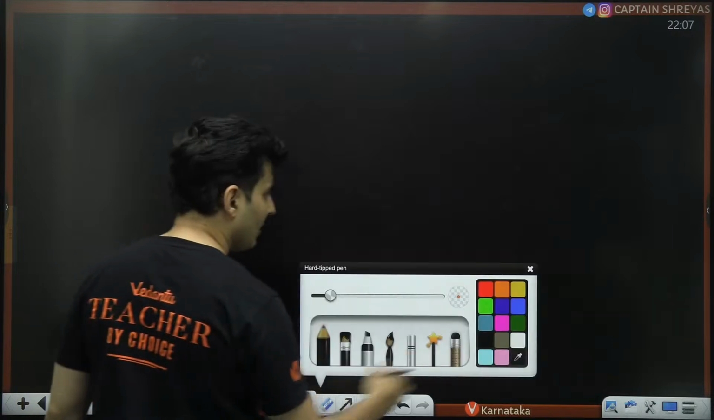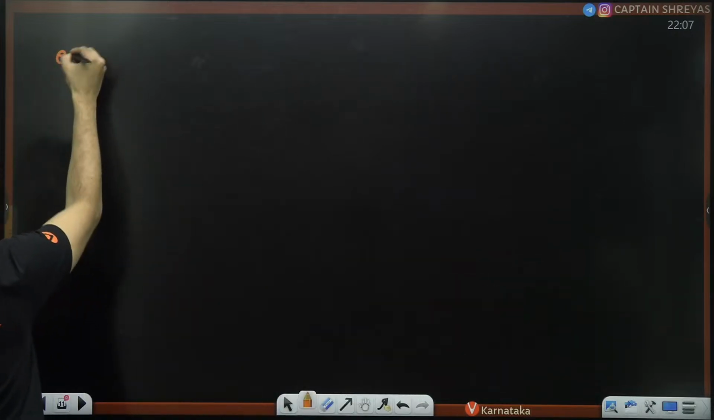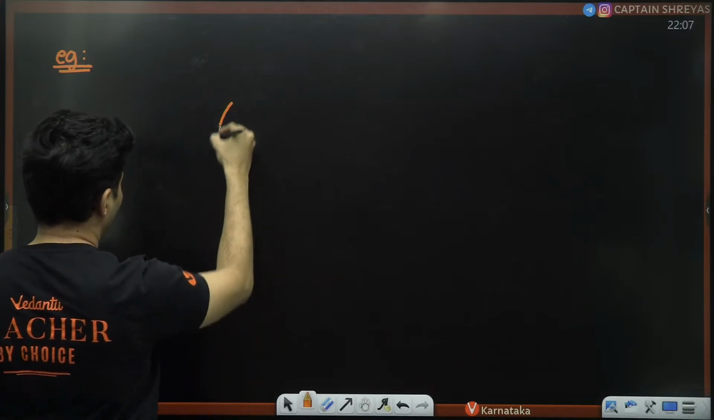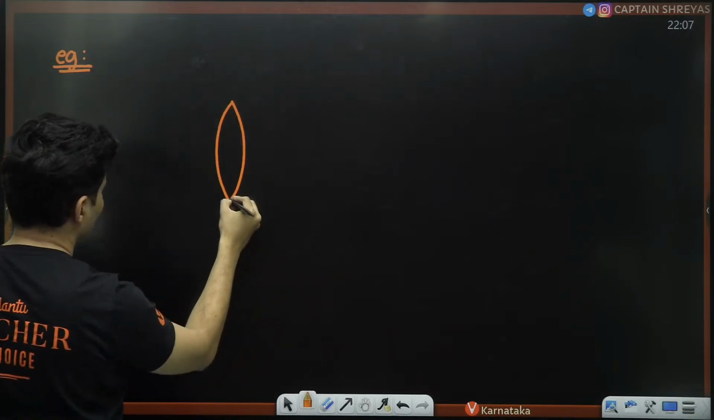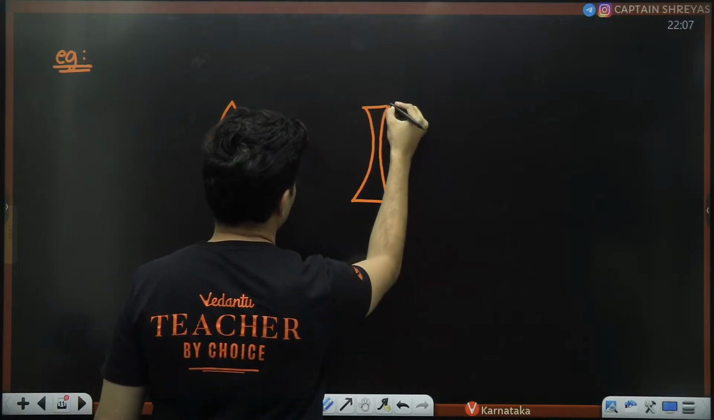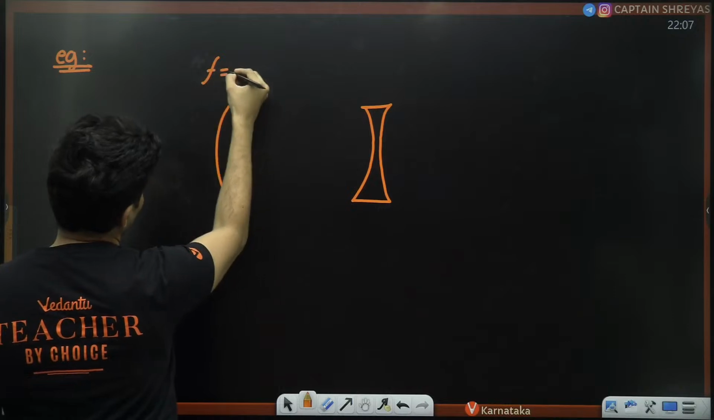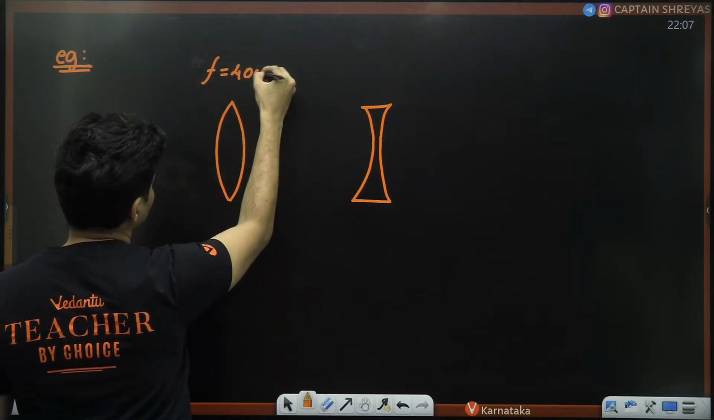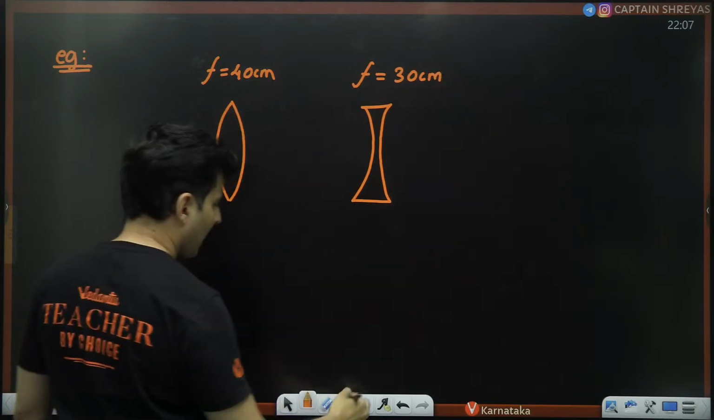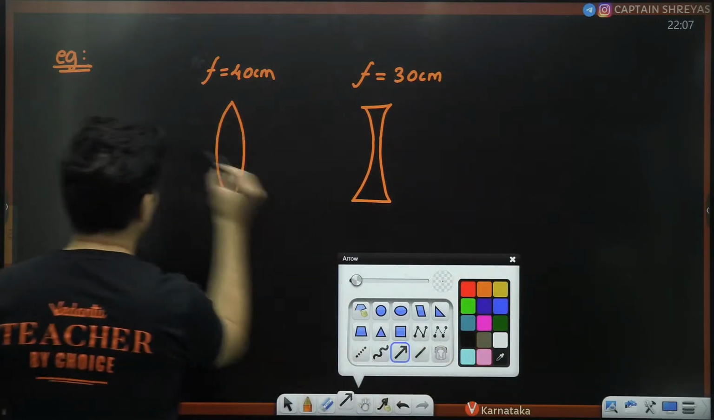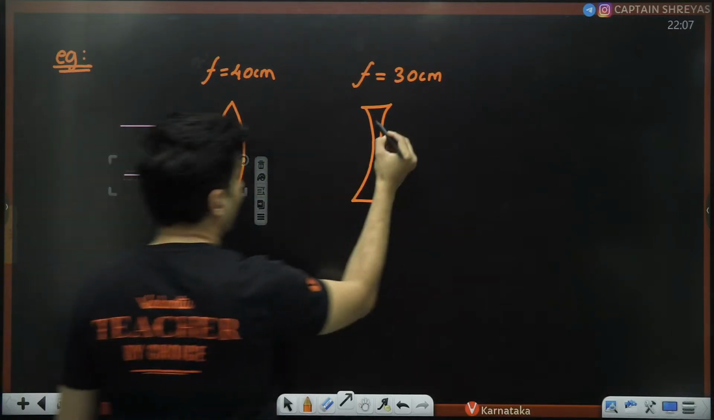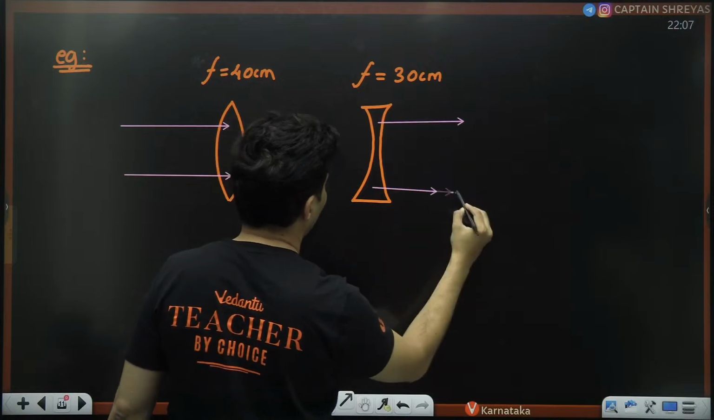What do I mean by that? There was a very nice question which was asked in many competitive exams like this. You have one convex lens and you have one concave lens. This guy's focal length, let's say 40 centimeters. This guy's focal length, let's say 30 centimeters. It is given to you that a parallel beam of light is falling here, and it emerges also parallelly.